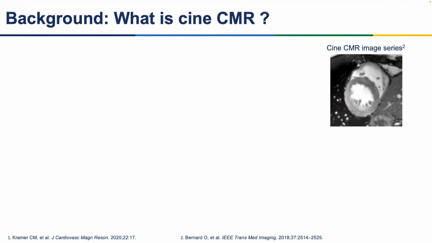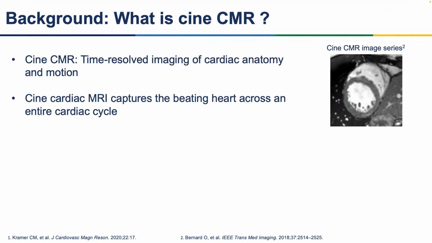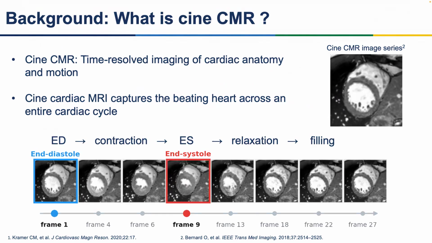So first, let's start from some background. Cine cardiac MRI is fundamentally a time-resolved imaging modality. Rather than acquiring one static image, it captures the heart throughout an entire cardiac cycle, commonly using approximately 20 to 30 temporal frames. The ventricles contract from end diastole to end systole and then relax and refill. Cine CMR therefore contains not only anatomical information, but also information about cardiac motion and function.